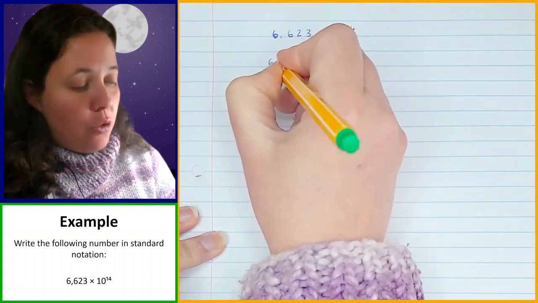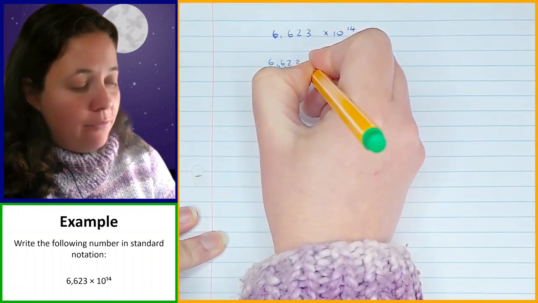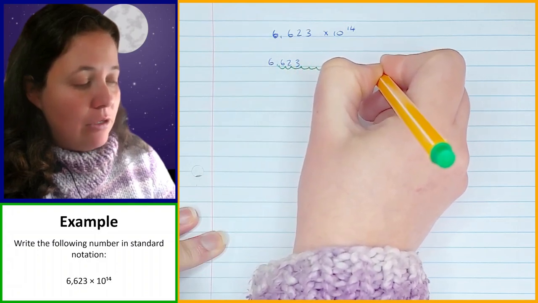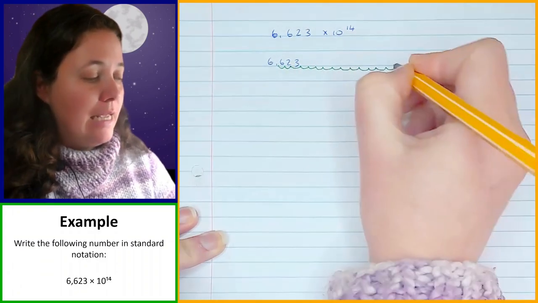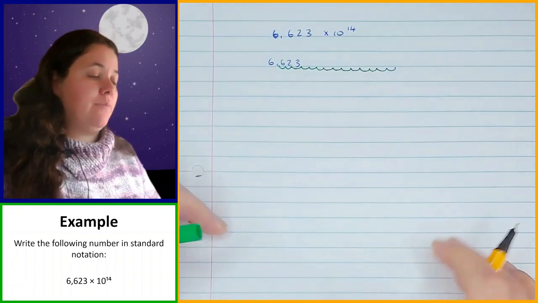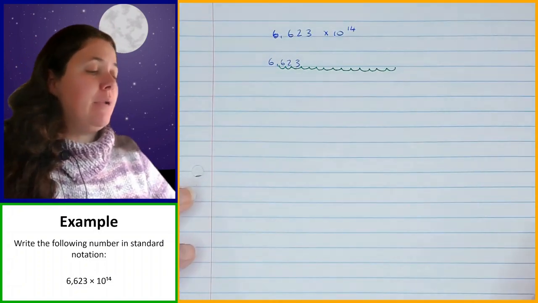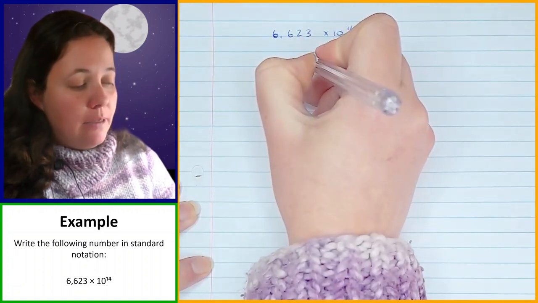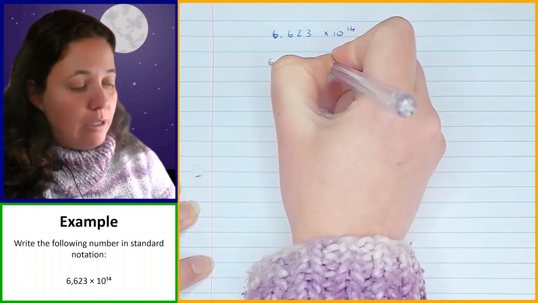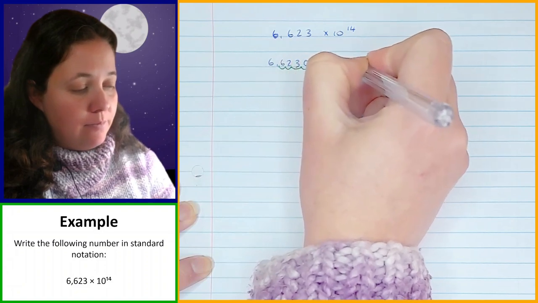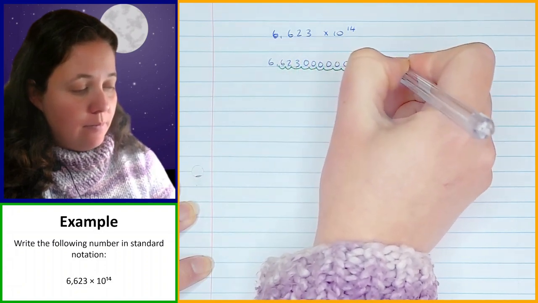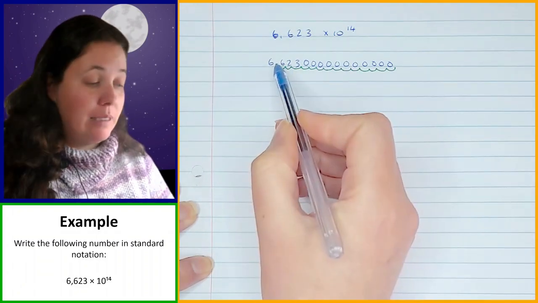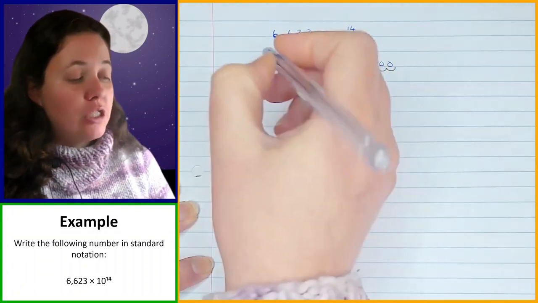So I need to go 1, 2, 3, 4, 5, 6, 7, 8, 9, 10, 11, 12, 13, 14, and that's where my decimal point is going to be now. Okay, but now I need to fill in all of these spaces with something. So I'm going to put zeros there. They can't just stay blank. So I'm going to put in all my zeros. And that is what it should look like once my decimal point has moved over here.